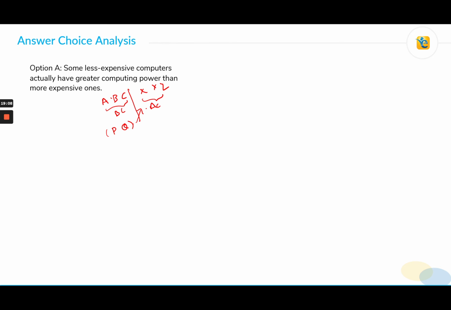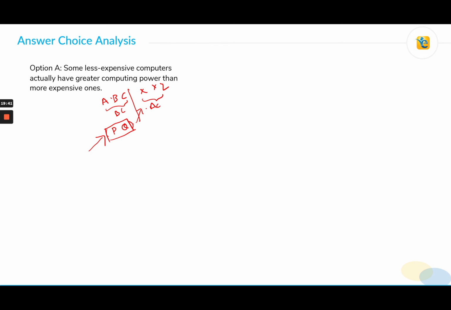End of the day, here's what you might have thought if you chose this particular answer as the correct answer. Hey, there are these computers called P and Q. They are less expensive, but they have greater computing power. So given that you have these computers, a smart customer, you're assuming that most customers will be smart, will end up buying these computers. And if a customer is ending up buying P or Q, what does that mean?